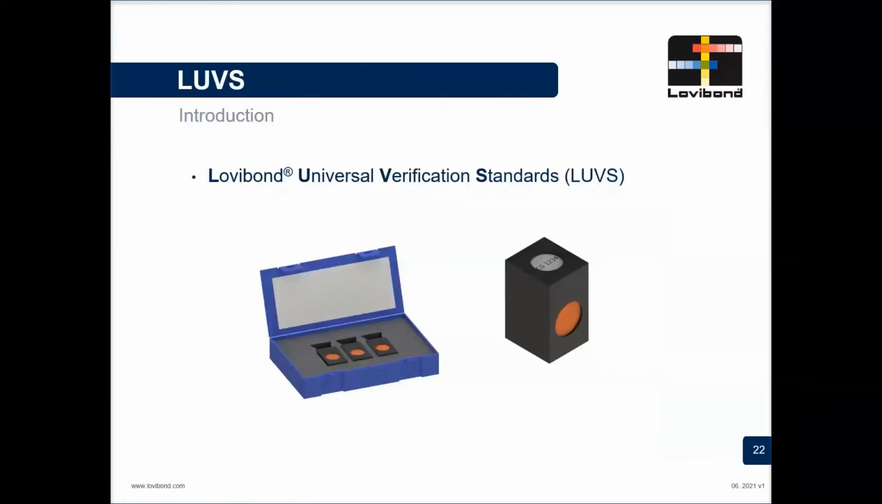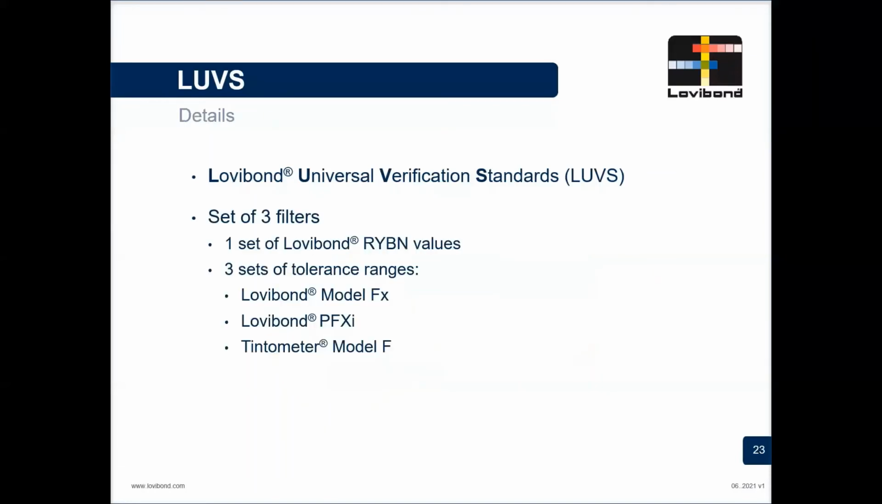Okay, so now I want to talk to you about LUVs, the Lovibond Universal Verification Standards. This is a set of 3 amber filters, and in the set of filters it comes with a certificate with 1 set of Lovibond red, yellow, blue neutral values, but we have 3 sets of tolerance ranges. So for the Lovibond Model FX, the Lovibond PFXI, and the Tintometer Model F.